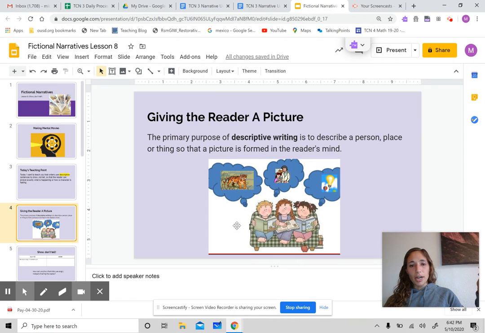Remember that your writing is meant to be read by someone. So you want to make it so that your reader can picture exactly what's happening and make a movie in their own head while they're reading your writing.